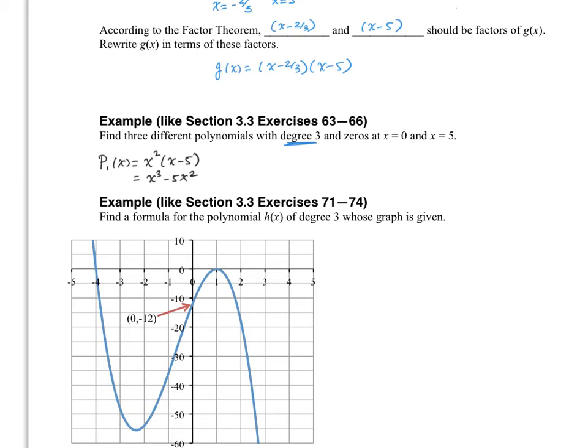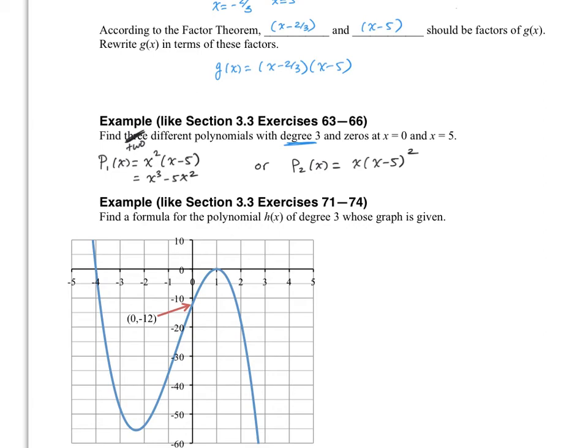Or let's say you can have p of 2. The 2 just means second example. And you could have x times x minus 5 squared. This should be 2, not 3 different ones.